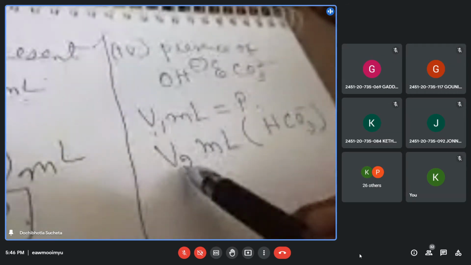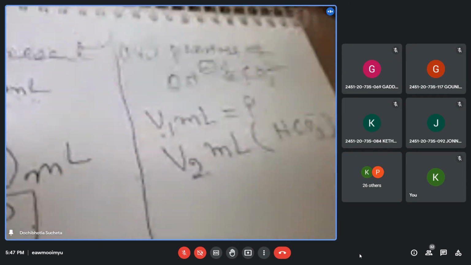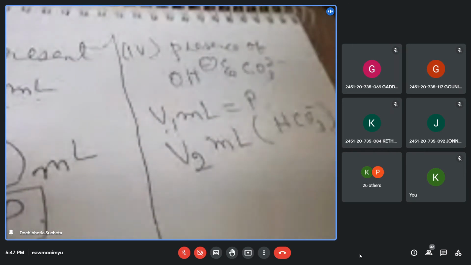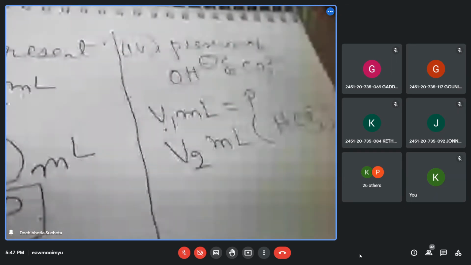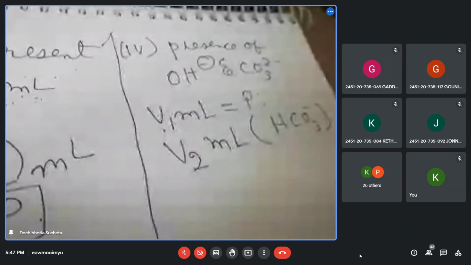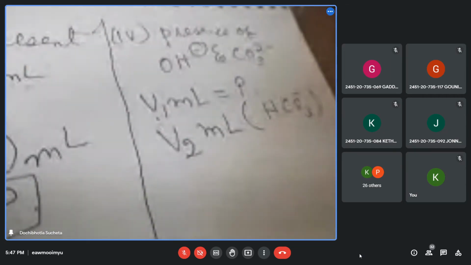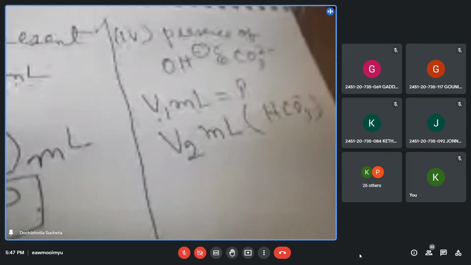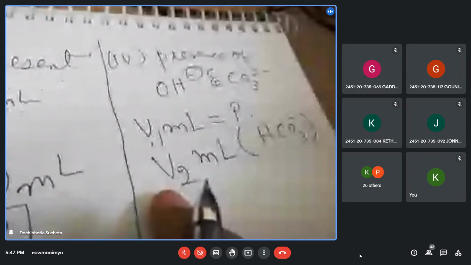Okay. Now, what is your expectation? V1 ml will be more than V2 ml or V2 ml will be less than V1 ml? What is your expectation? Come on, girls and boys. Tell me, what is your expectation? V1 ml will be more or less than V2 ml?